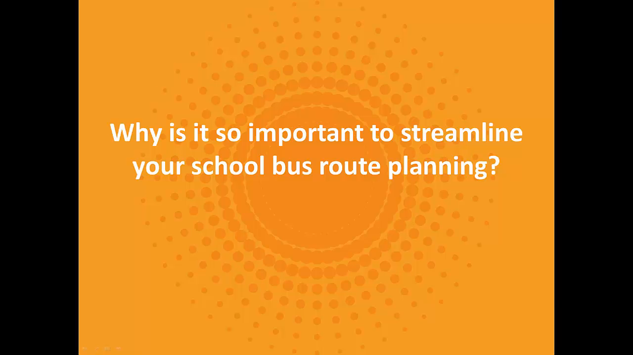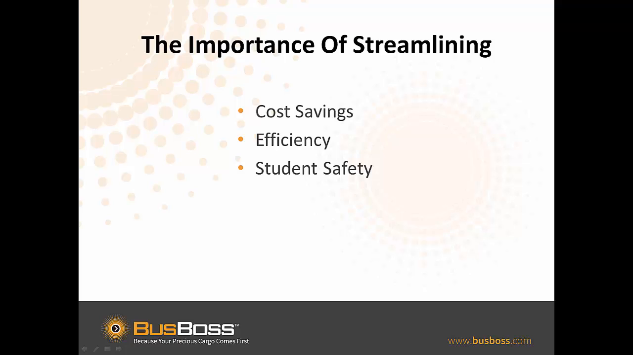Now, why is it so important to streamline your school bus route planning? Well, first and foremost, everyone talks about cost savings. Everyone talks about efficiencies, making sure all of the buses are being utilized to capacity. The times between bell times are as minimal as possible, but at the same time making sure that none of these cost savings and efficiency implementations affect your students' safety, making sure that they're still kept safe, getting on the bus, getting off the bus, not falling asleep, things like that. So we want to make sure that we steer clear of anything that threatens your students' safety.